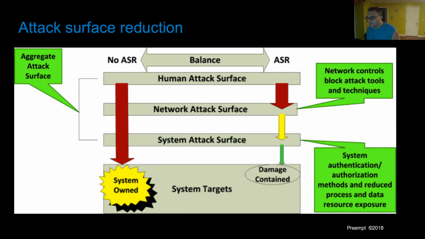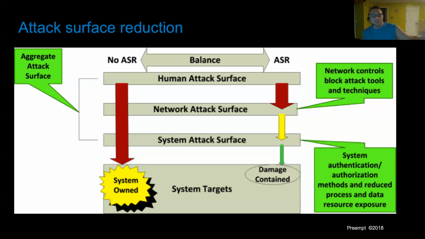Attack surface reduction. So now we're talking about how we block or how we eliminate those lateral movements. The idea behind the attack surface reduction is to move from aggregate attack surface, where there's a list of logs gathered along the way and eventually being analyzed, to network controls that block attack tools and techniques, and in a system, authentication and authorization methods to reduce process and data resource exposure.